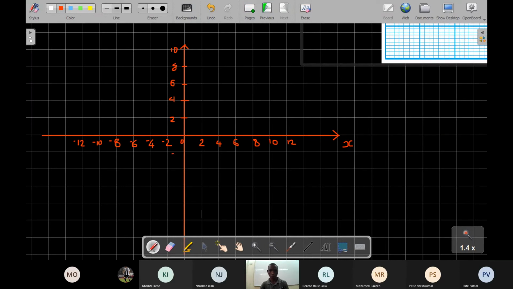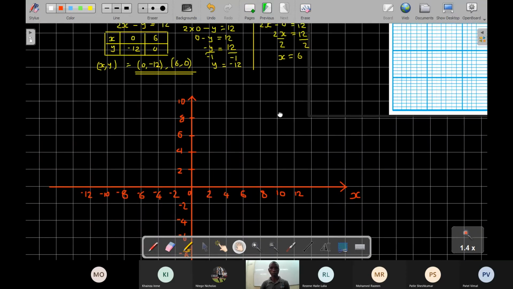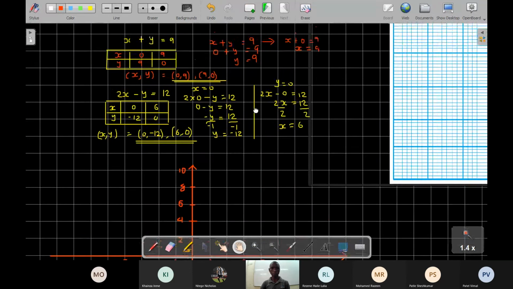Then down, I'll have here negative 2, negative 4, negative 6, negative 8, negative 10 here. Then I think I'll move slightly down to find the negative 12. Okay. Then I can be able to do my plotting of those two equations. I think I can begin with the first one.